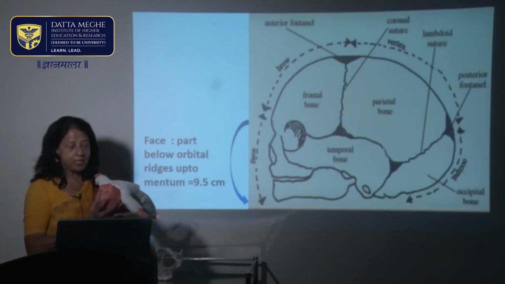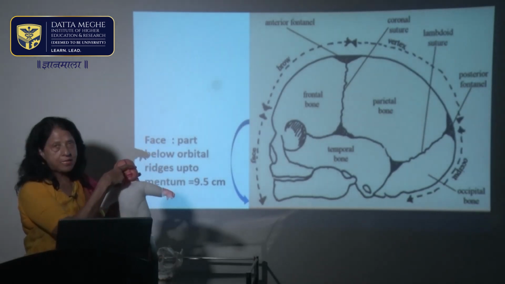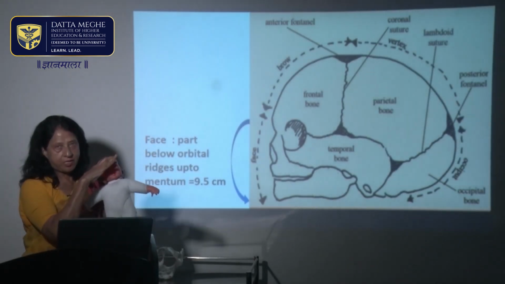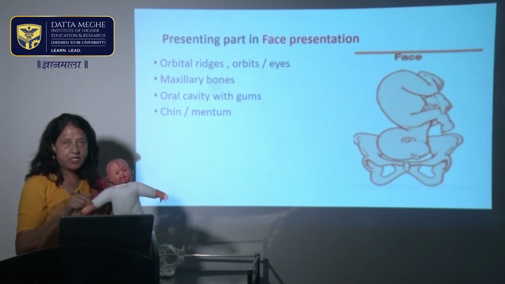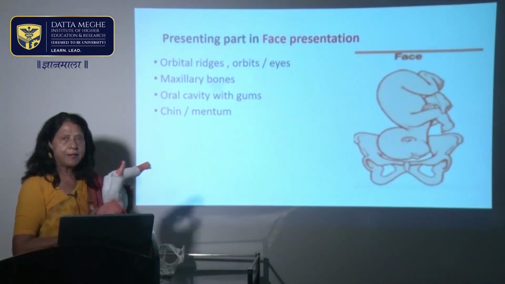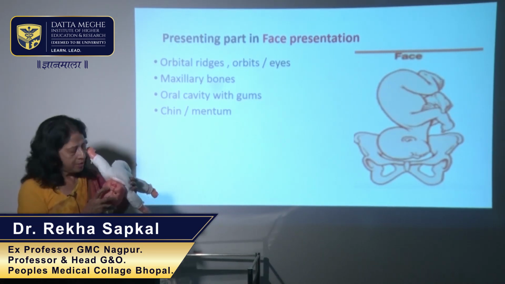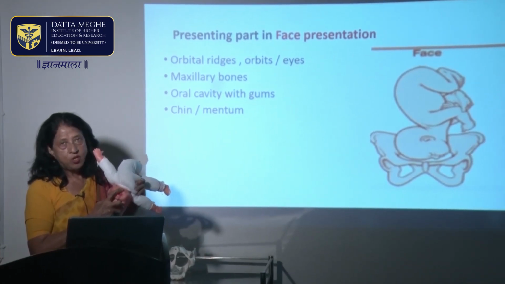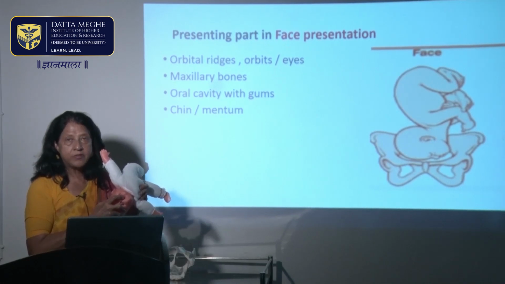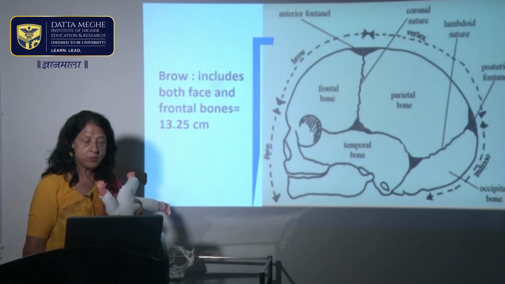So, what do you understand by face? On the fetal skull, these are the orbital ridges, the part below it is the face. In face presentation on PV examination I can make out the orbital ridges, orbits or eyes, maxillary bones, oral cavity with the gum inside and the chin. So, this is the presenting part which is made out on per vaginal examination after rupture of membranes. Then you can diagnose we are dealing with face presentation.